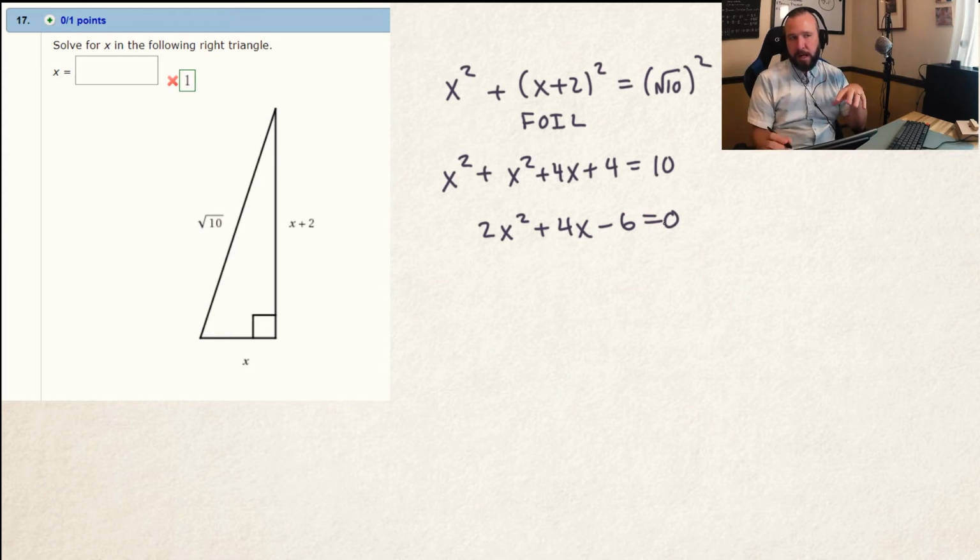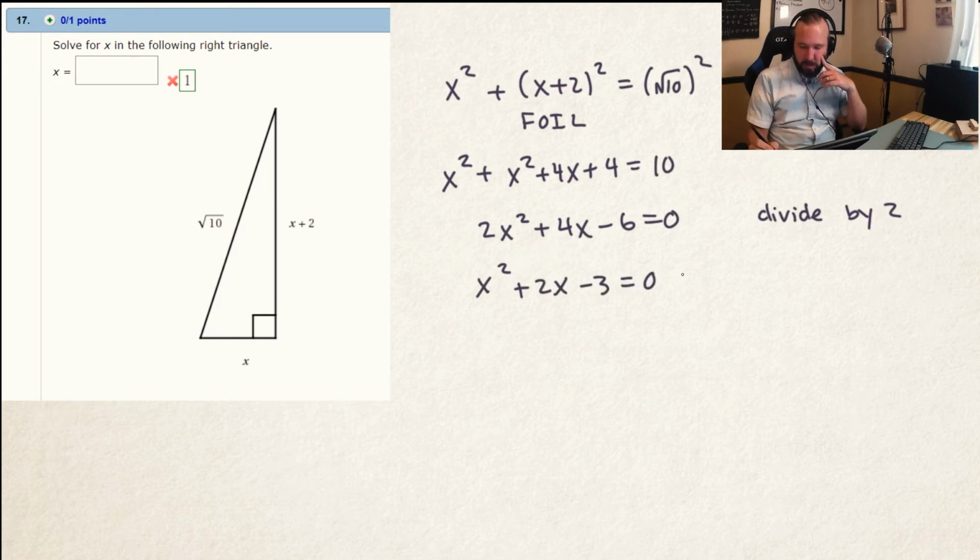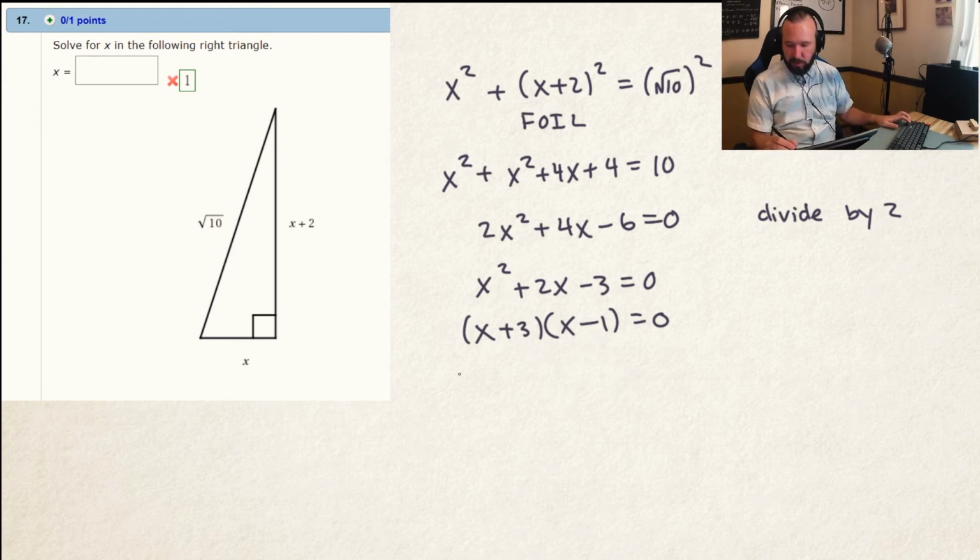So you could factor it right here, but I noticed that everything is divisible by 2. So I'll just clear that factor of 2 out. Okay, now does this factor? Yes, it does factor. So positive 3 and negative 1. I'm going to multiply those together, and that'll give me negative 3. And when I add them together, that will give me positive 2.